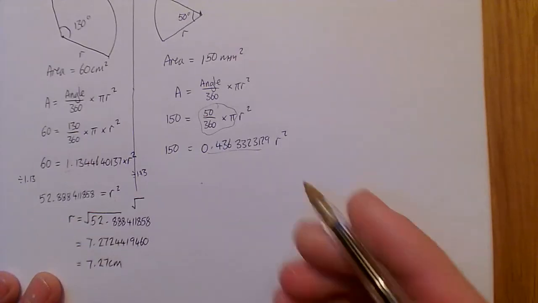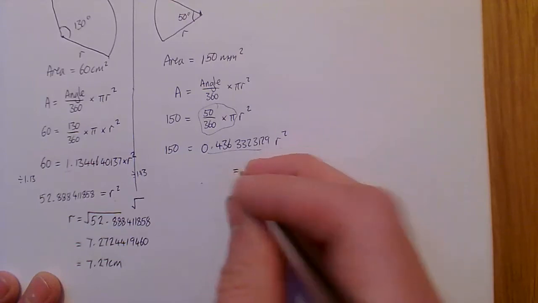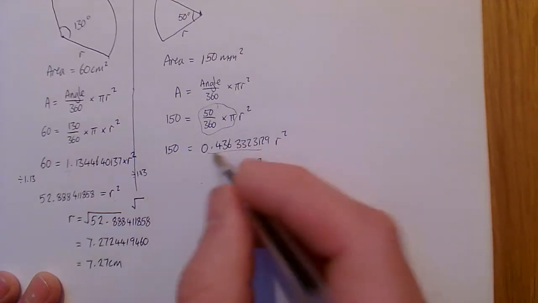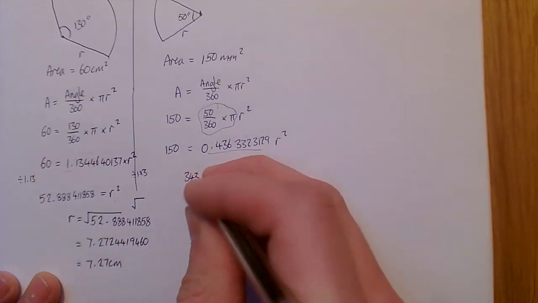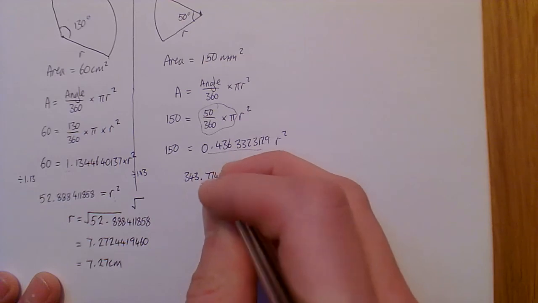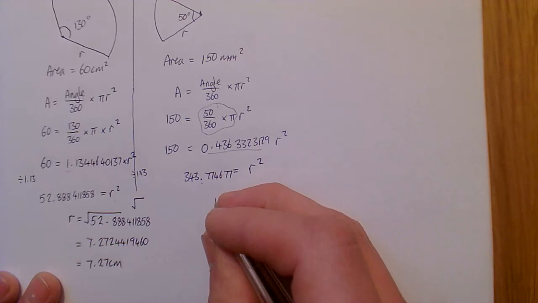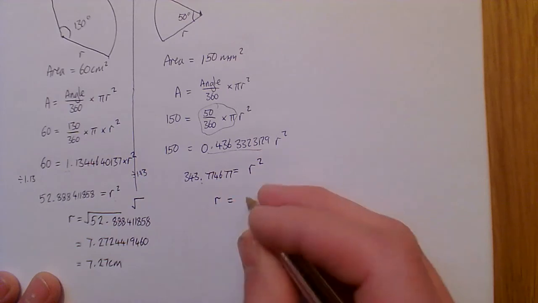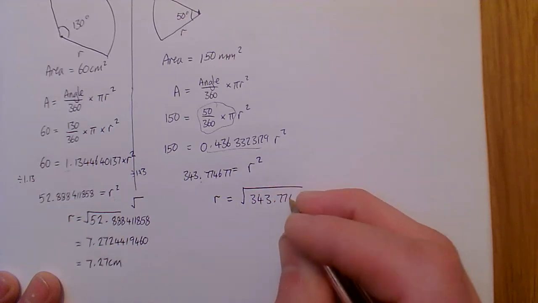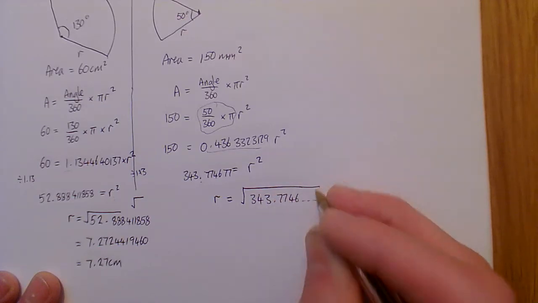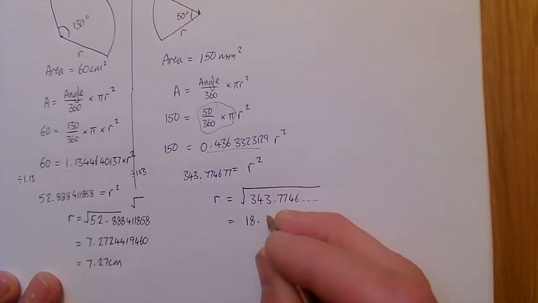Dividing both sides by this giant number here should leave us with r squared on that side, and 150 divided by 0.436, etc., is 343.774677, etc. That's what r squared is. To figure out r, we need to square root that 343.7746, etc. And that should give you 18.5411.